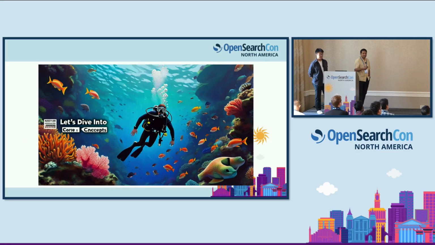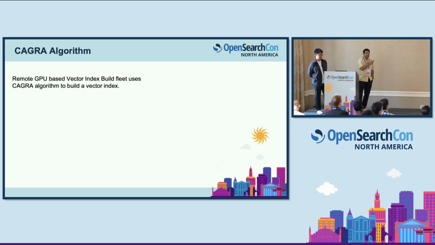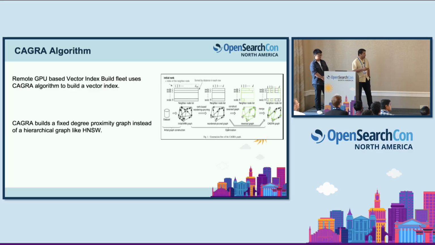Now, let's dive deeper into the main algorithm which is powering this indexing acceleration. Behind the scenes, as Corey has also talked about in his talk, this remote GPU-based vector index build fleet uses the CAGRA algorithm to build your vector index. So what is the CAGRA algorithm? CAGRA builds a fixed degree proximity graph instead of a hierarchical graph like HNSW.